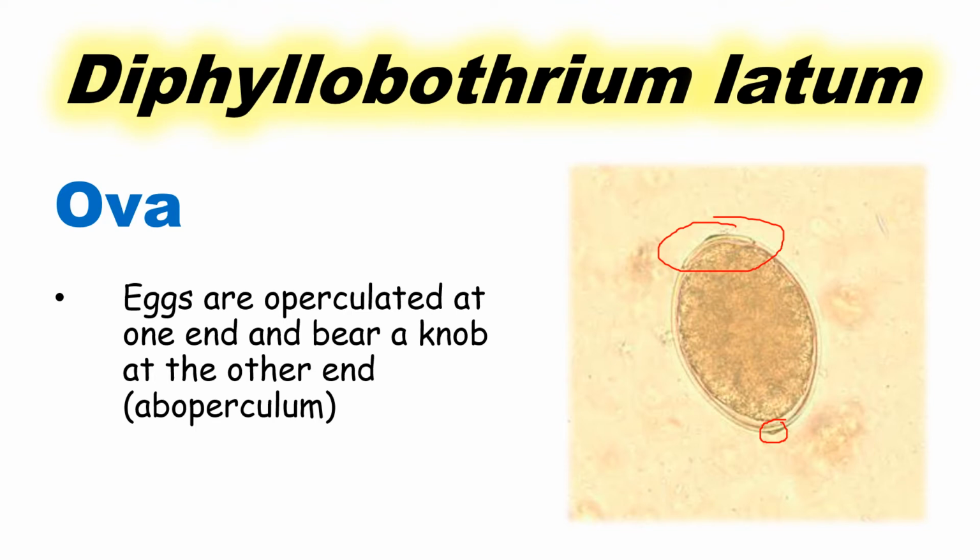So that's for the ova of latum, and take note that this particular egg may resemble the egg of Paragonimus westermani, which is an example of trematodes. So when we get to trematodes, check the difference or the similarities of the two, if they are the same. Okay?